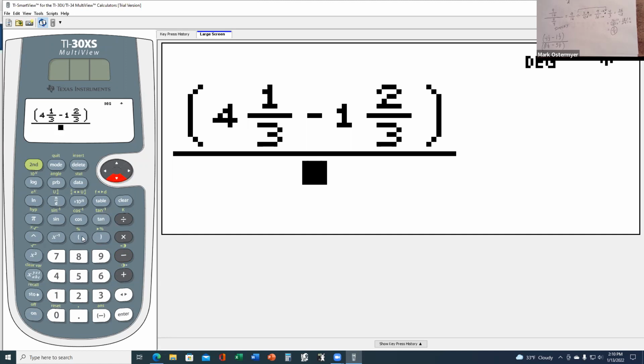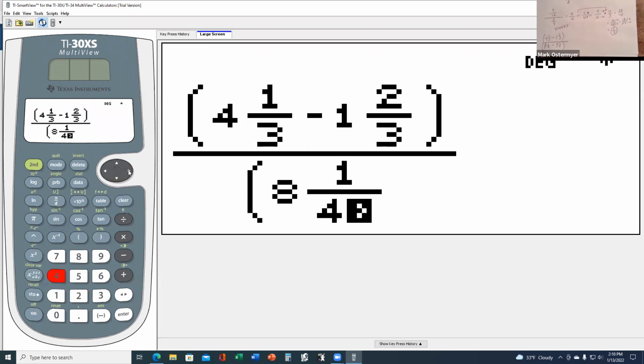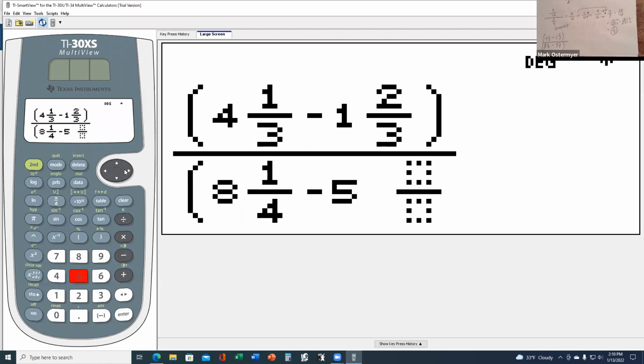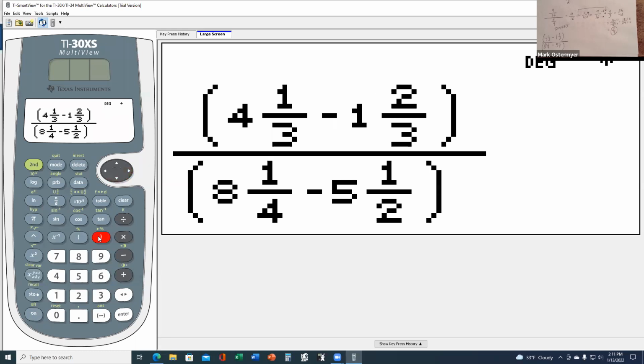Closed parenthesis. Now hit your down arrow key to dive down into the denominator. I'm going to start off my denominator with an open parenthesis. 8 1/4 now. I must type in a mixed number, 8 1/4. So hit your second fraction button to bring up your mixed number template. 8 1/4. Right arrow key to bring your cursor up the level. Subtract 5 1/2. Mixed number template. 5 1/2. Closed parenthesis. And ladies and gentlemen, look what we've accomplished.